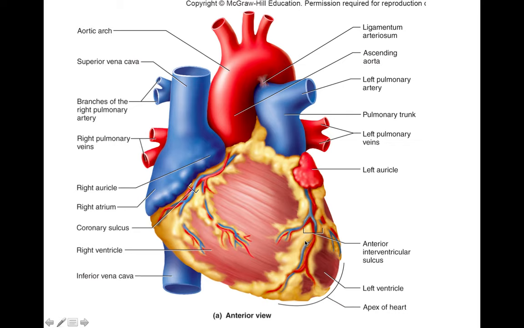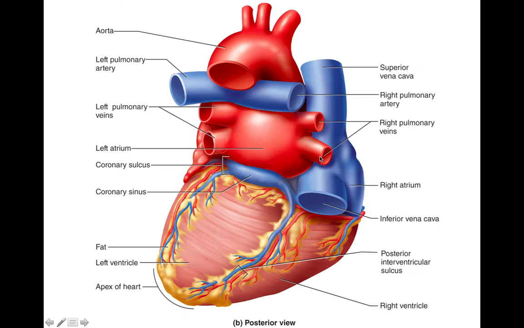Down here, you can see the great cardiac vein up here. It's going to extend up and it's going to extend around. I'll move to a posterior view. Here you have the great cardiac vein, and then as it enlarges, here is the coronary sinus.